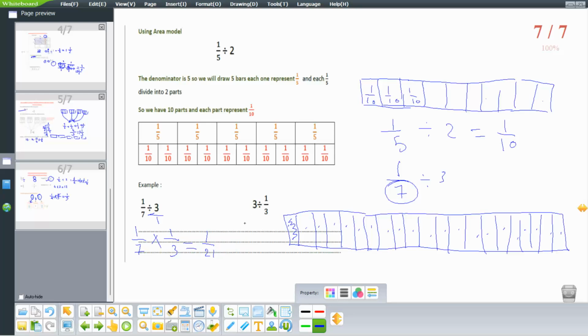3 divided by 1 over 3. Keep 3, change, and flip to 3 over 1. So it will be 3 times 3 equals 9 over 1, which equals 9. Okay, thank you.